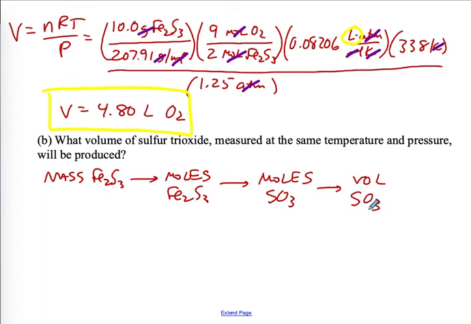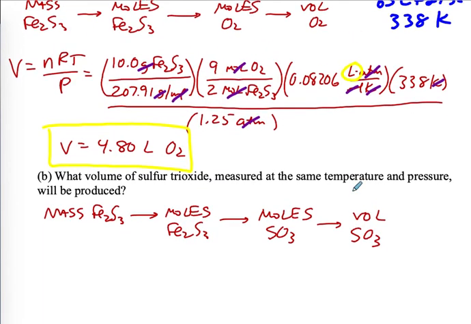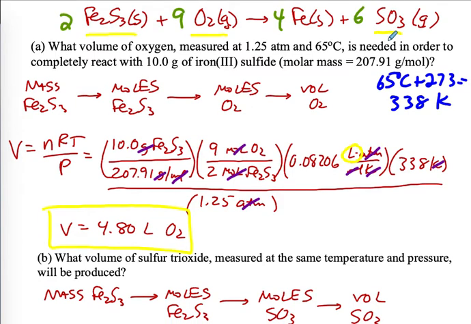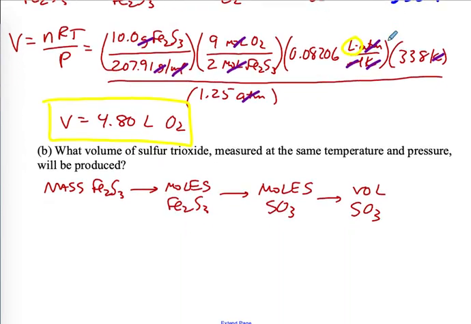But notice that we already know how many liters of oxygen gas we're reacting at a certain temperature and pressure. We're trying to calculate how many liters of sulfur trioxide gas will be produced at the same temperature and pressure. This becomes a gas-to-gas stoichiometry problem. So make your life easier by simply using a volume ratio instead of a mole ratio. We can do that because they are both gases being measured at the same pressure and temperature.